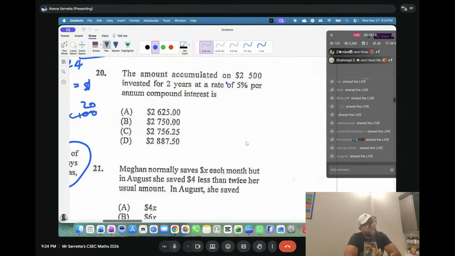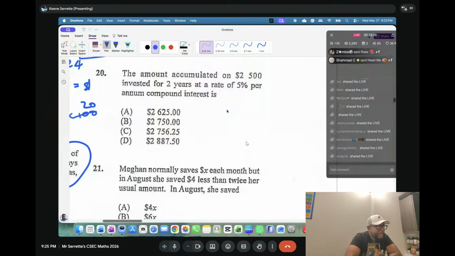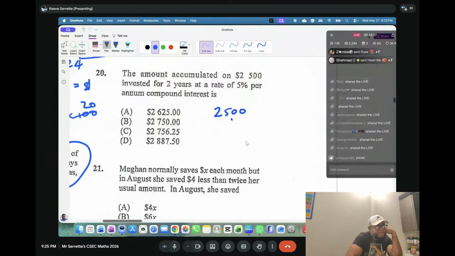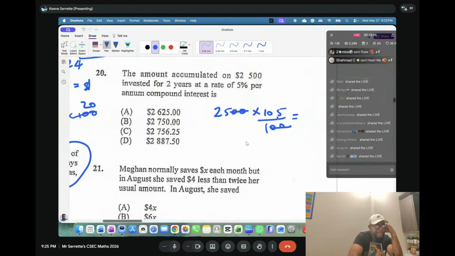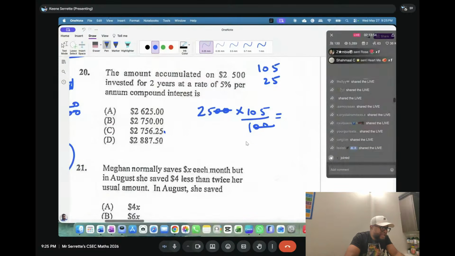The amount accumulated on 2,500 invested for 2 years at a rate of 5% per annum compound interest is what? This is a repeat. So we go down to accumulated investment. You want the amount accumulated, which will be the total amount. So it'll be 2,500 multiplied by 105% to give me the amount earned at the end of year 1. What does it be? This I repeat, we just did this. Yeah, what was the answer? Anybody remember the answer? 2,625, sure?